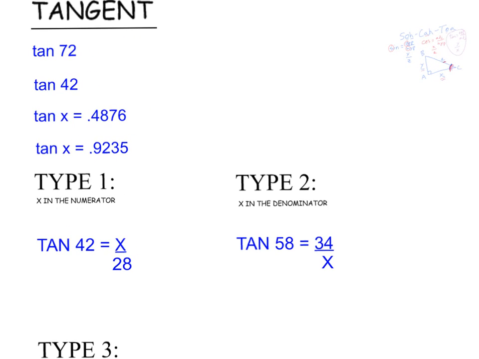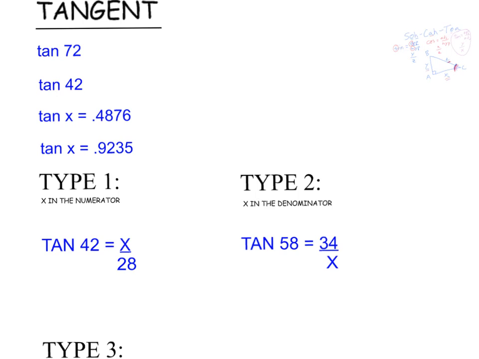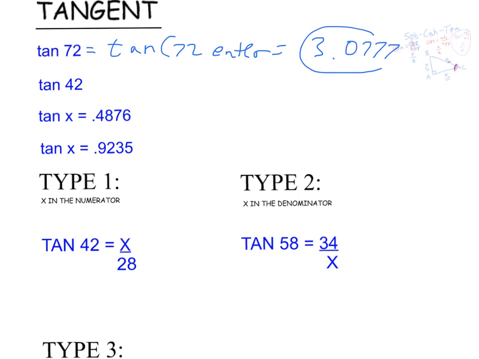Now, if we're looking for the tangent of 72, that means we're looking for the tangent ratio of an angle in a triangle that is 72 degrees. All we do in our calculator is press the tangent button, which most of the time gives you that parentheses, put 72, hit enter, and we'll round tangent ratios to 4 places past the decimal point. So we get 3.0777. That's the tangent ratio of 72.